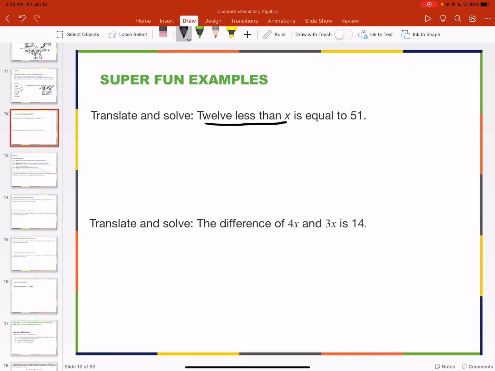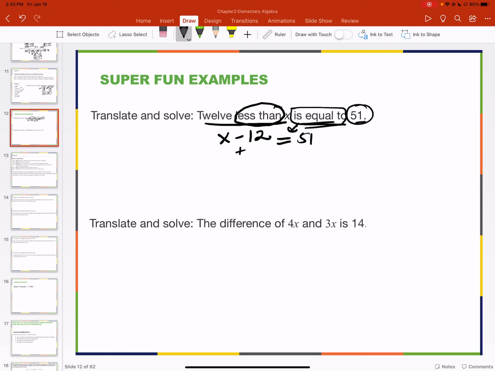12 less than x is equal to 51. So what does that mean, 12 less than? Remember, that means that the x comes first, and then you say, oh, this is 12 less than that, so you're subtracting 12. Okay, and then of course the words is equal to, that just means you write down the equal sign, and then what's left, the number 51.